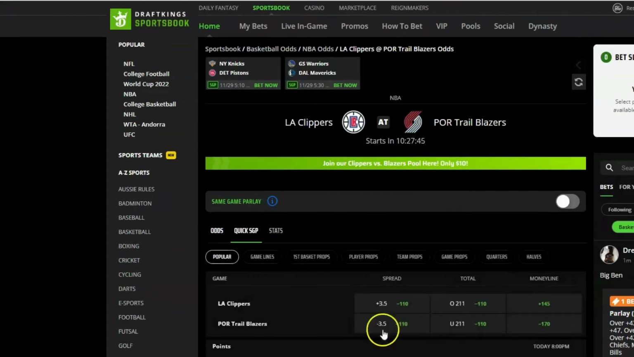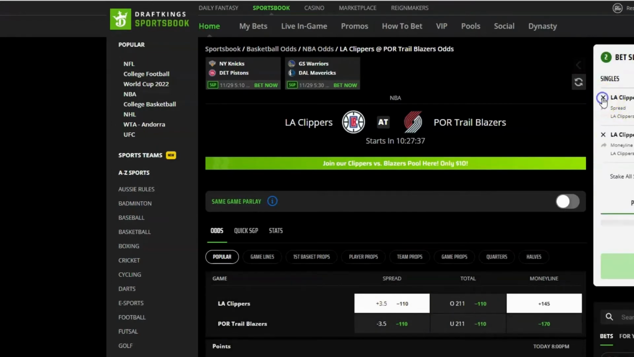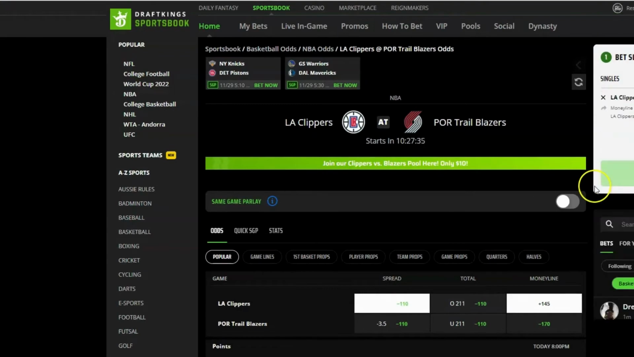Go back over here, and that's a spread. We don't want that. We want to go money line. So we're going to X out of the spread and keep building this, right? So you keep building this.